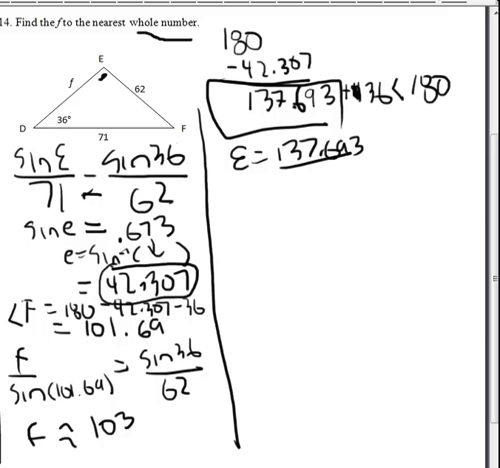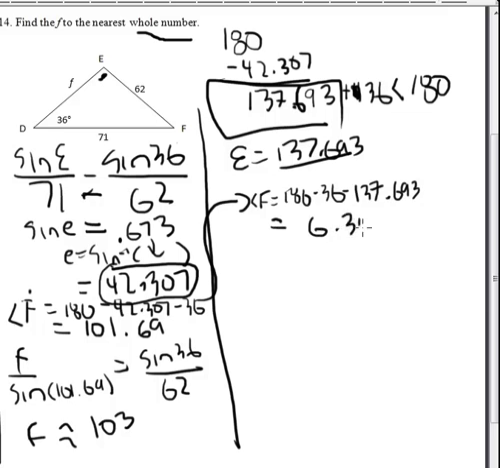So our first step is going to be to find what F is for this triangle. In this case, F equals 180 minus 36 minus 137.693, or 6.307. Again, if your calculator is giving you more decimal points than I'm writing here, just keep using them.